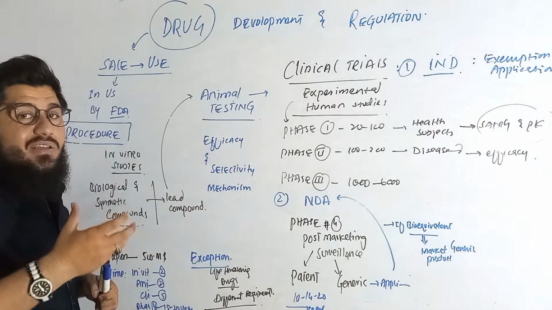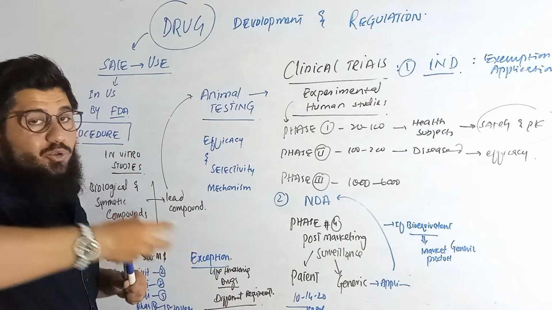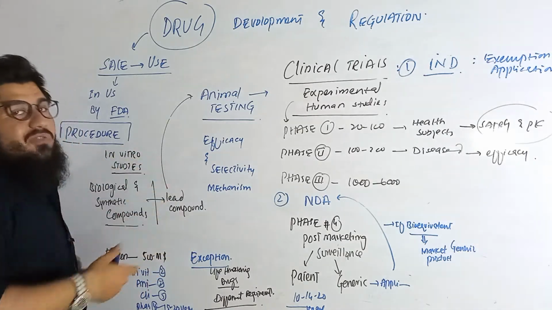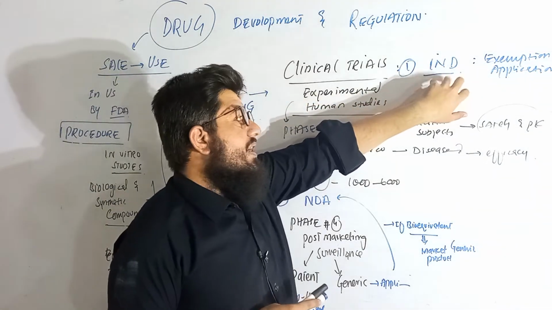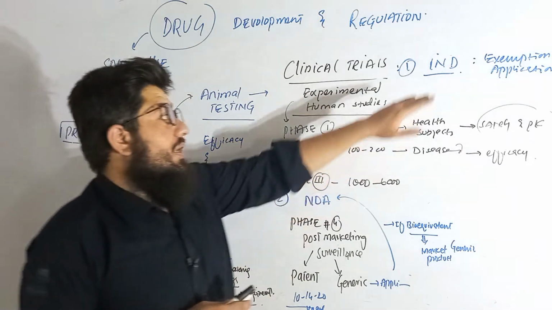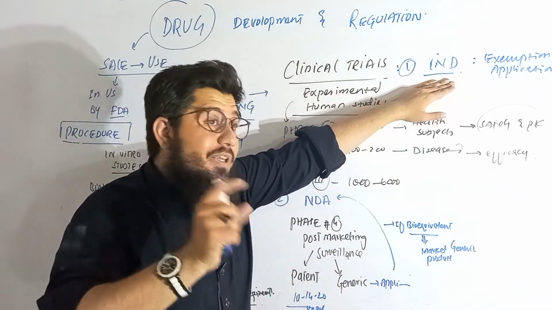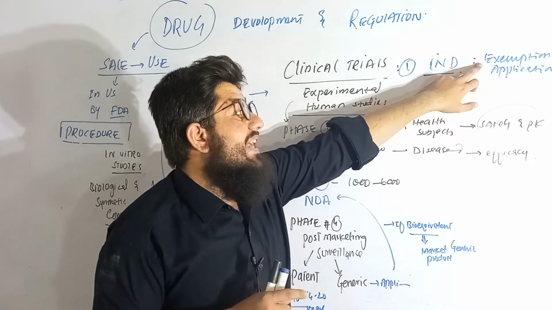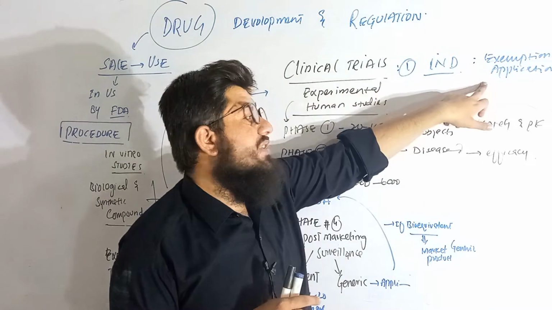Then from those leading compounds, again we do a selection. We take a very specific one. Then we go for the application known as IND. IND stands for Investigational New Drug Application. This is an application for exemption, so it is known as investigational new drug exemption application.